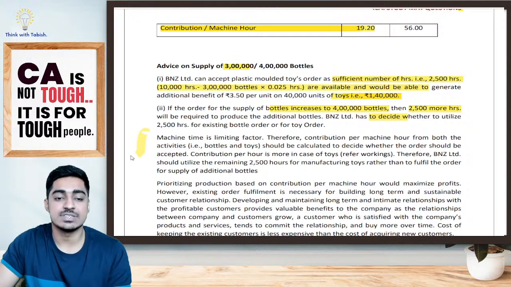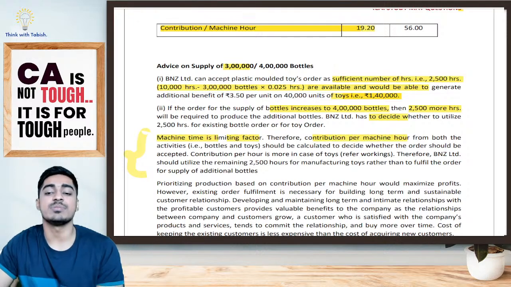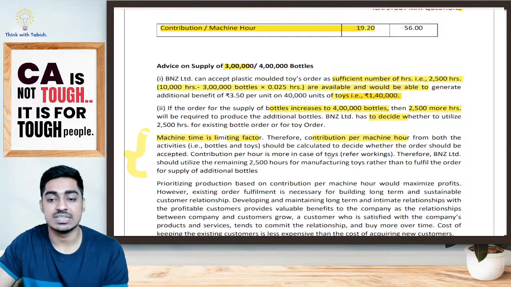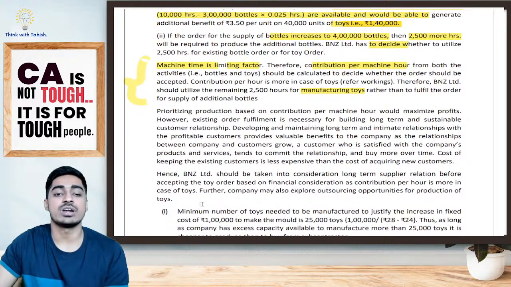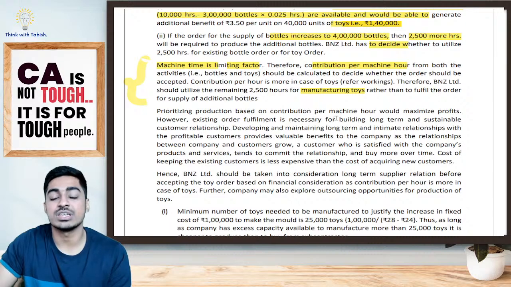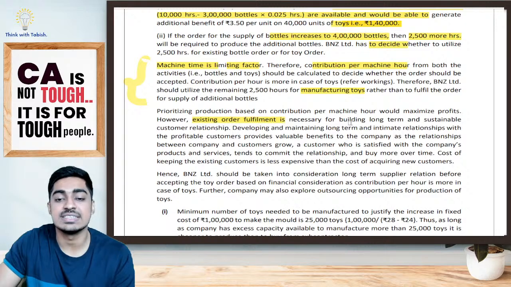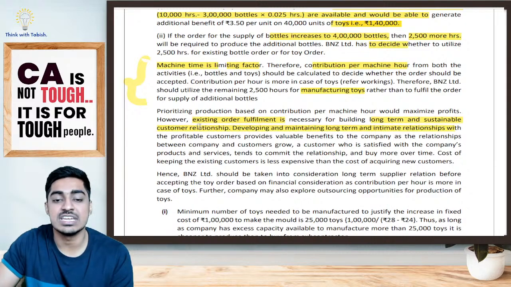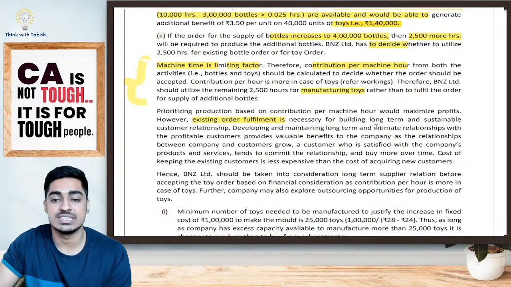What it is telling first, based on the limiting factor, so based on financial factors, machine time is limiting. So contribution per machine hour, based on that we should take a decision. Based on that, the decision is we need to manufacture toys. However, prioritizing production based on contribution per machine hour maximizes the profit. However, existing order fulfillment is necessary for long-term and sustainable customer relationship. This is one thing which the question is telling.